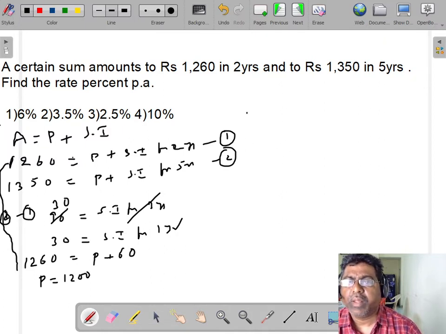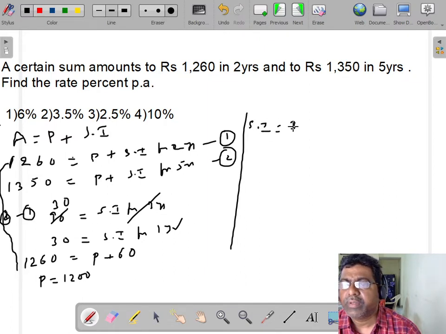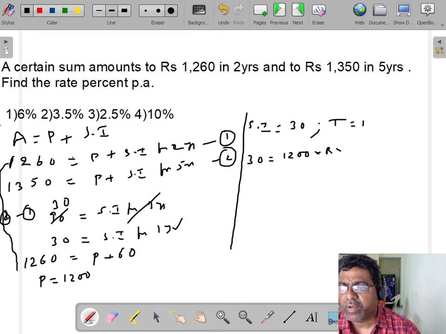Now come to the problem. SI for 1 year is 30, means SI is equal to 30 rupees. T is equal to 1 year. I already know the P value. Now substitute in the formula. SI is equal to P into R into T by 100. 30 is equal to, I know P is 1200, I have to find out R, T is 1 by 100. These two zeros cancel.